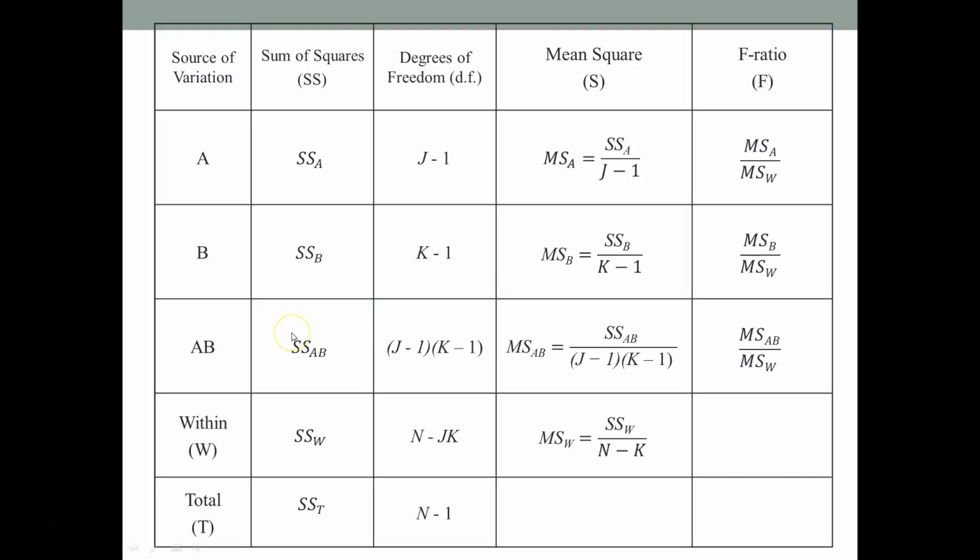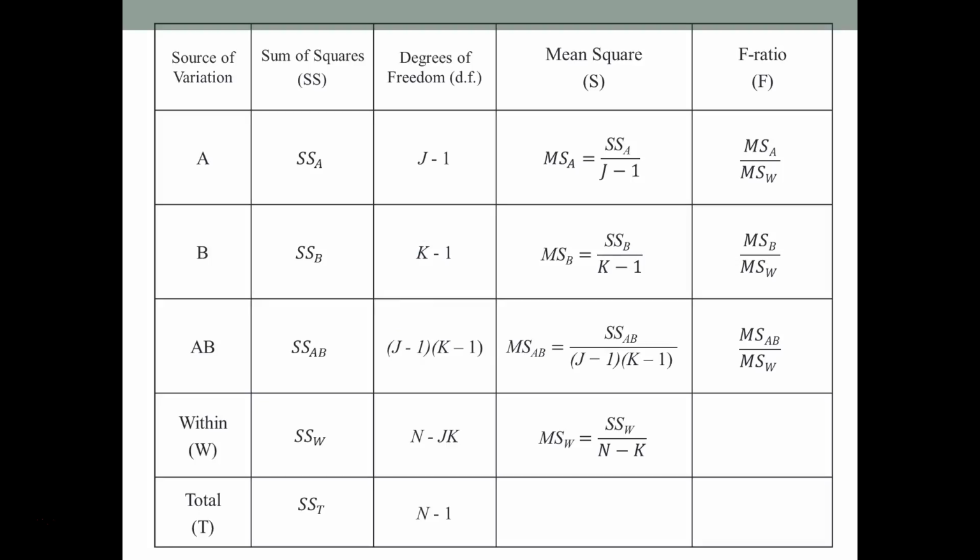Then we have an interaction effect, and this is kind of neat. We take sums of squares of A and B, the interaction effect, and we divide that by J minus 1 and K minus 1. So if you get degrees of freedom here and degrees of freedom here and cross multiply them, that's your total number of degrees of freedom.